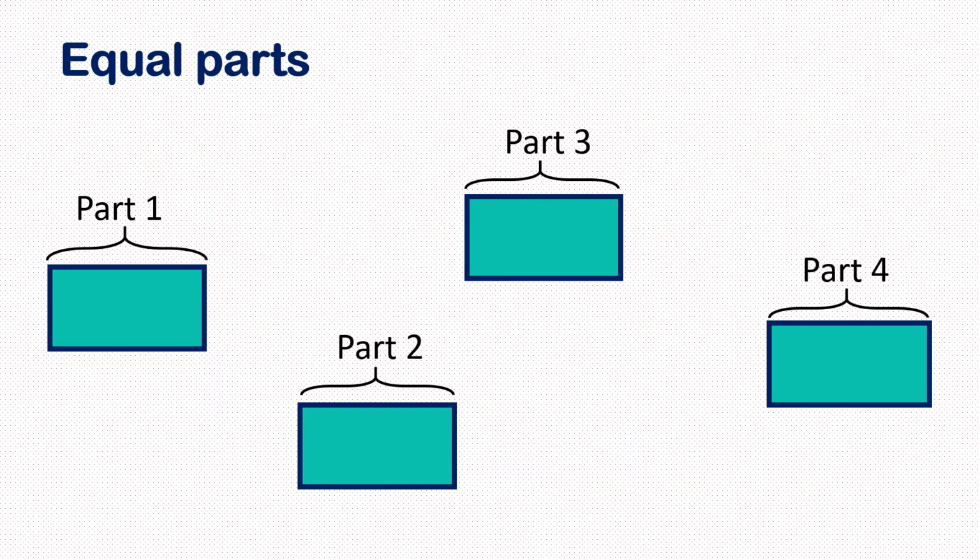Now we'll add these 4 parts and we'll count the whole. Equal parts. You can see there are 4 bars. Part 1, part 2, part 3, part 4. Now we'll see how to count all together. All together is whole. Whole equal part 1 plus part 2 plus part 3 plus part 4. We have to add all 4 parts together.